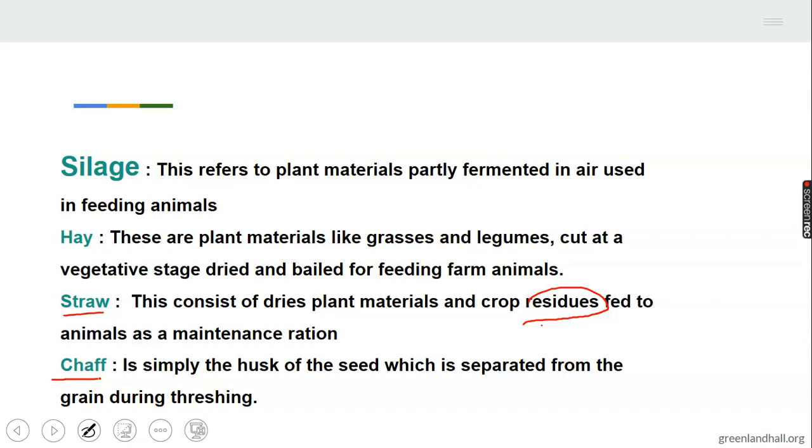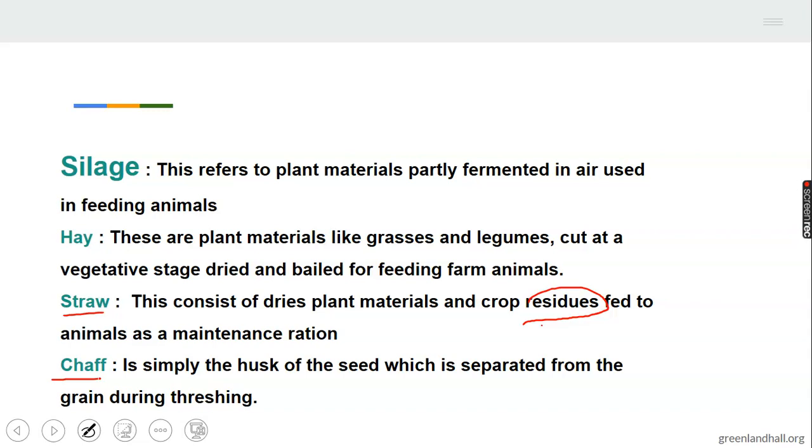I will encourage us to pick up any grain in our home. Take it, remove the chaff. You will see the grain inside. The covering of the grain is what we refer to as chaff. So this chaff is used in feeding farm animals.